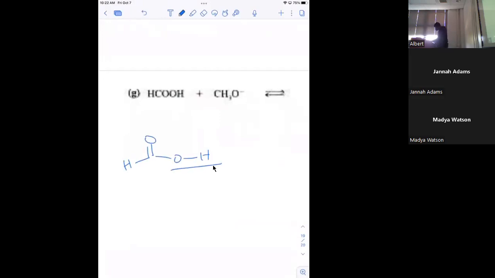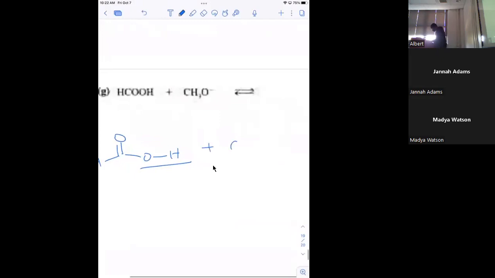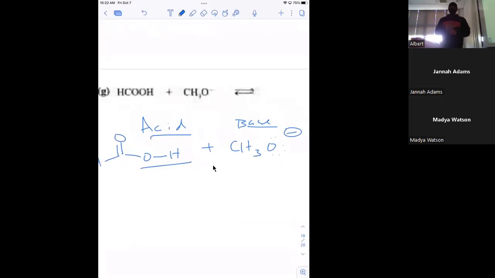So this is the acidic proton plus back. This is my acid, my base. Right? I want you to go through the arrows for proton transfer. I want you to write the products and then predict equilibrium. And then we'll do the pKa stuff together. So put the arrows in, write the products, and predict the equilibrium.